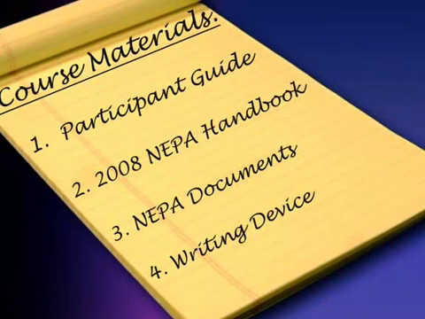You'll need your participant guide. You'll need your 2008 BLM NEPA handbook. You'll need one or more NEPA documents, finished or not, doesn't really matter, but preferably ones that you've worked on so that you're familiar with them. And of course, you need something to write with. If you don't have a copy of the handbook or the participant guide, then go to that Resources tab on the left of your screen, and you can download it before proceeding with the course.